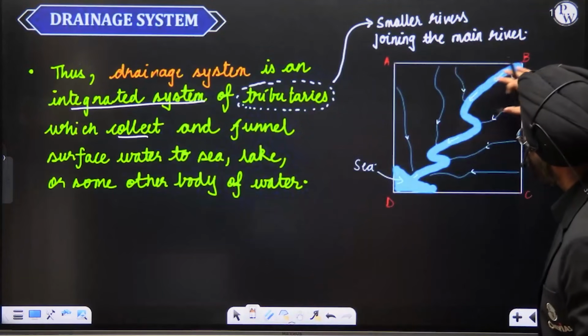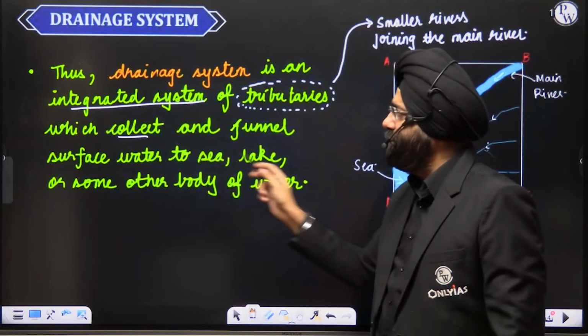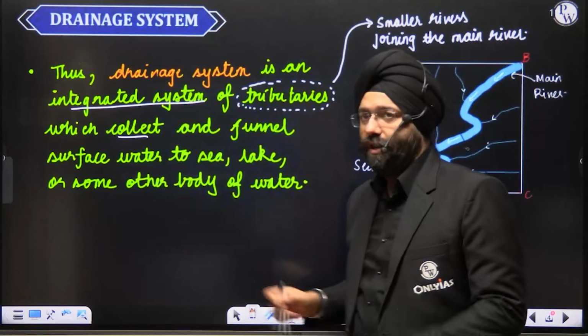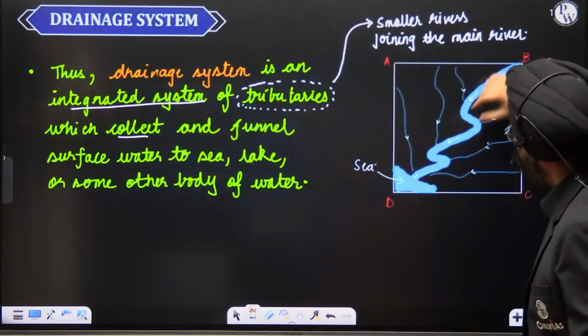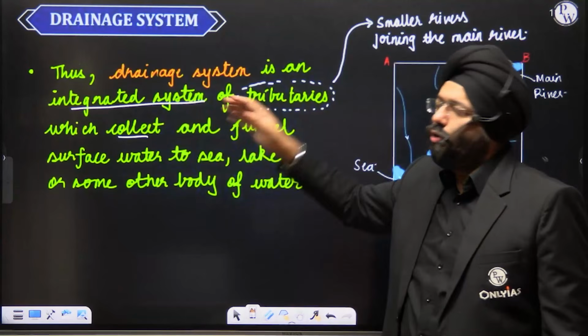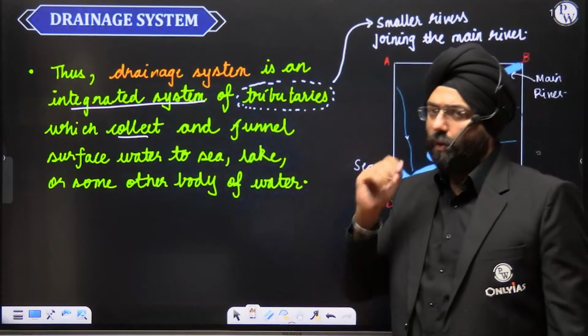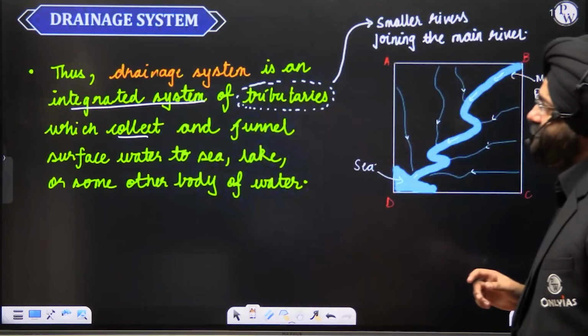This is all the water is coming and getting collected and funneled, the surface water, to the sea, lake, or some other water body. So whatever water is collected is funneled into the sea, lake, or whatever water body we are studying. This is also a way of understanding the drainage system. Clear? Now, the various other concepts that we have to study.